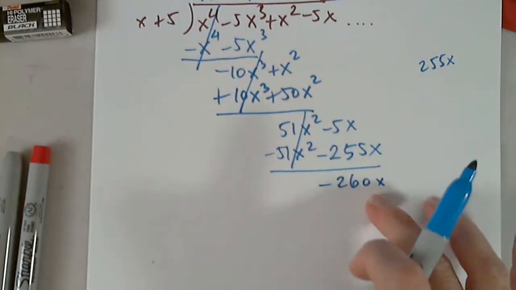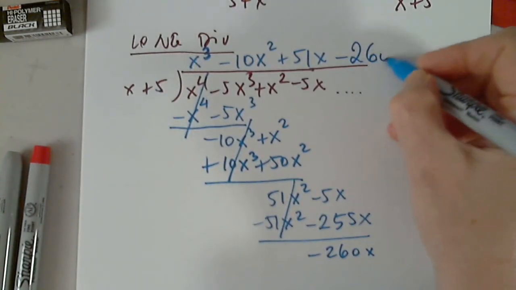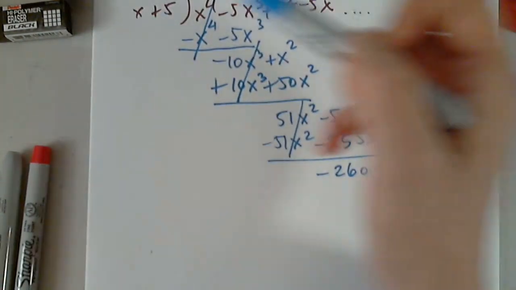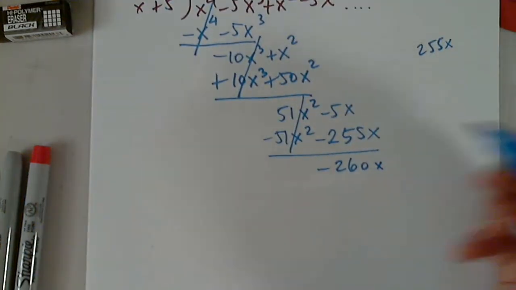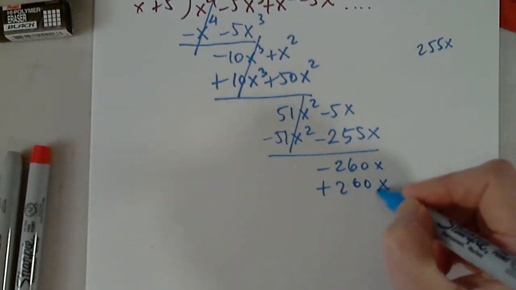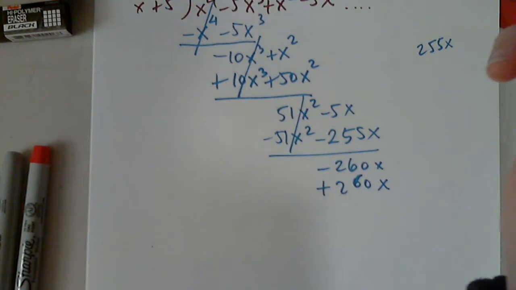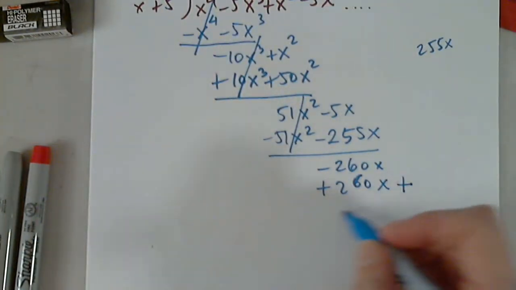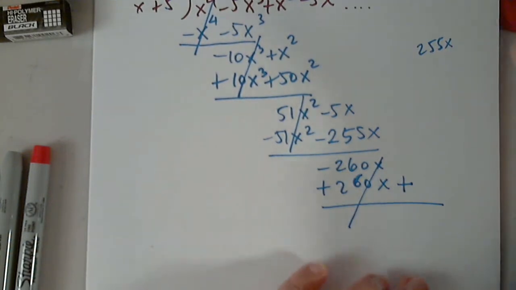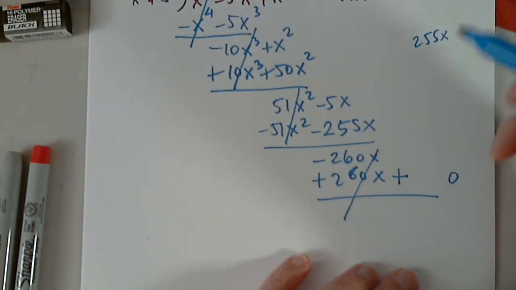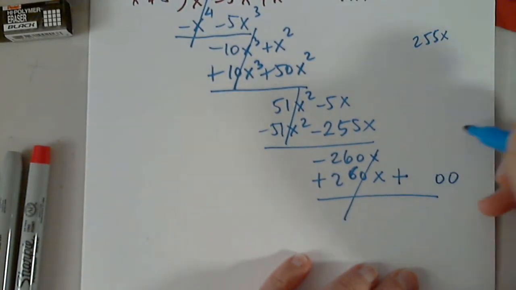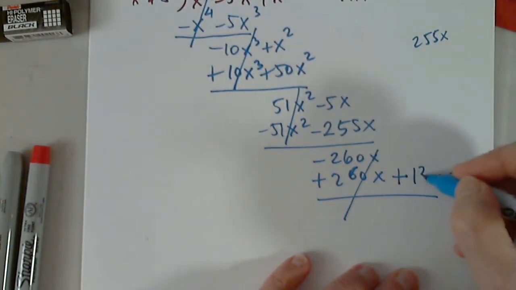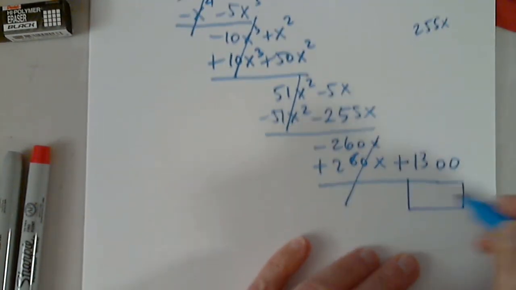X times what is this? The answer is negative 260. Negative 260 times x is negative 260x, but I have to change the sign. And negative 260 times 5 will be negative, but I have to change the sign. And I get 0, 5 times 6, 30, 0, and we carry 3, and 1, 3. And this is it.